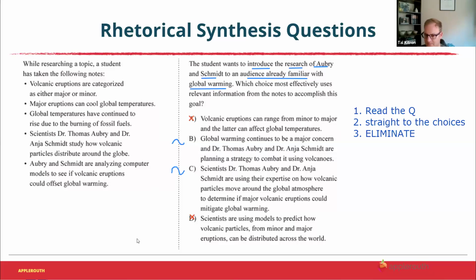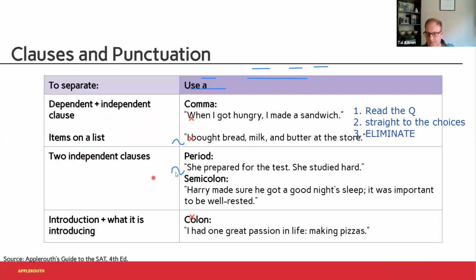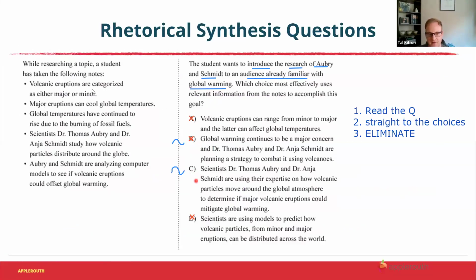So not good. If you wanted to refer to the bullets and you had time to do that, we could. But I'd say the main problem with B is it doesn't introduce the research very well, because it just says they're combating it. And it makes it seem like we don't know what global warming is, but we're supposed to be familiar. So I'd go C on this one for sure. So C is definitely the right answer.